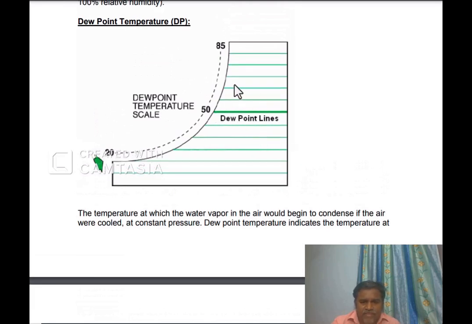These are the horizontal lines. So this is the saturation line.